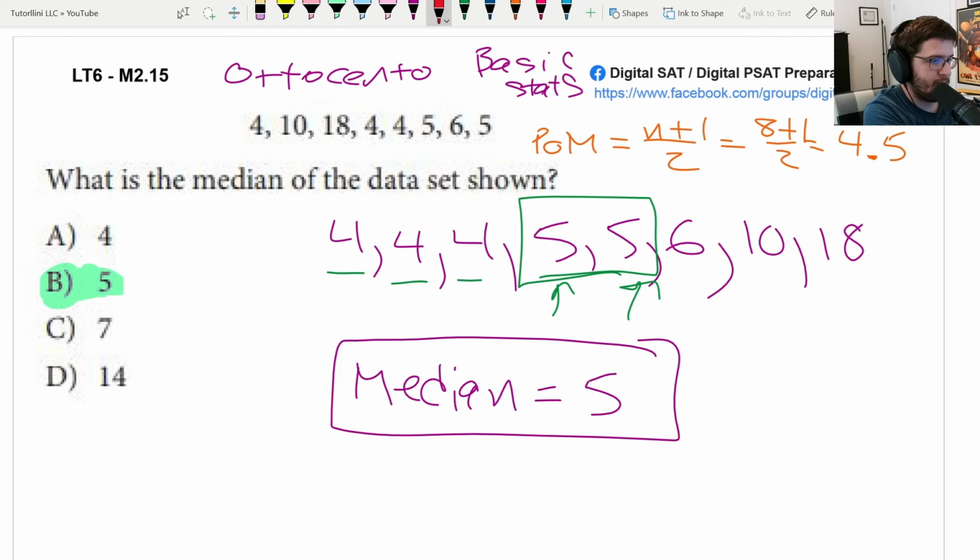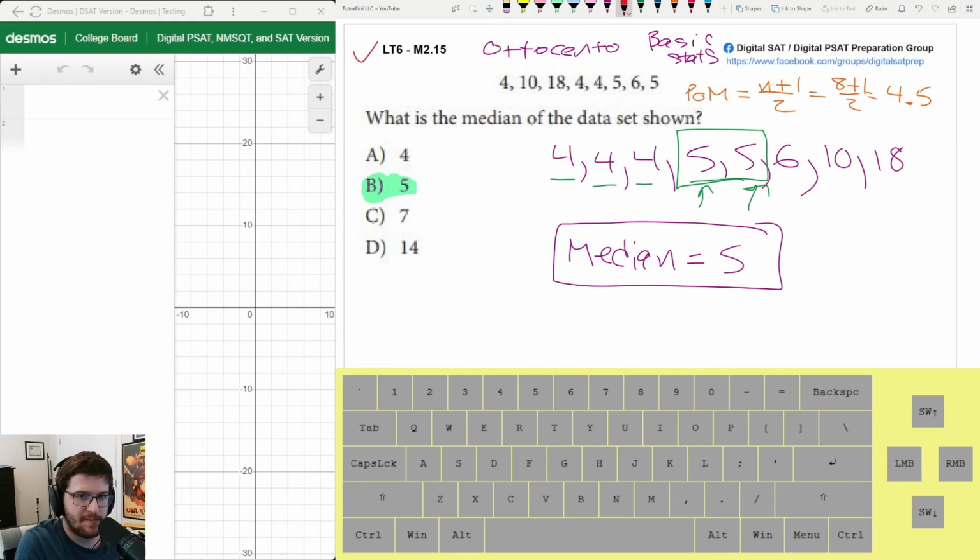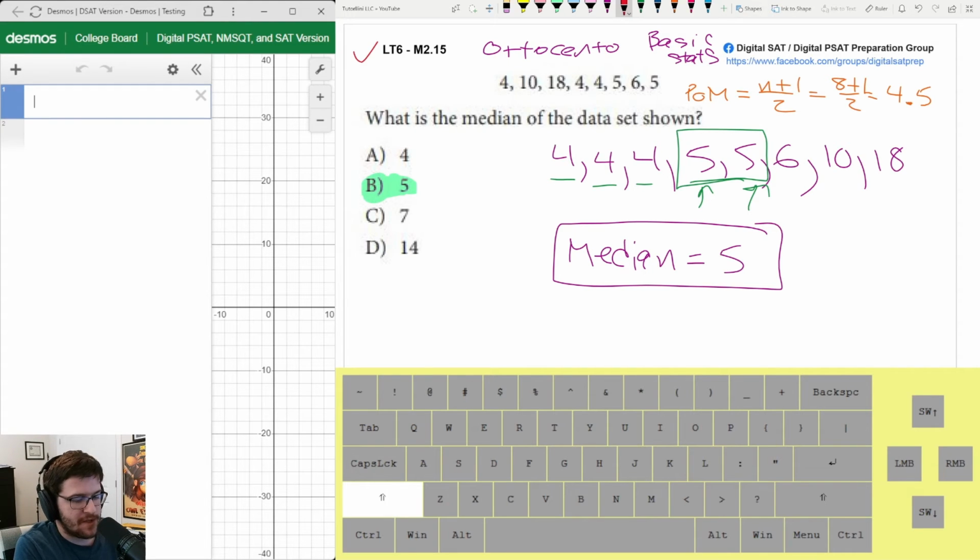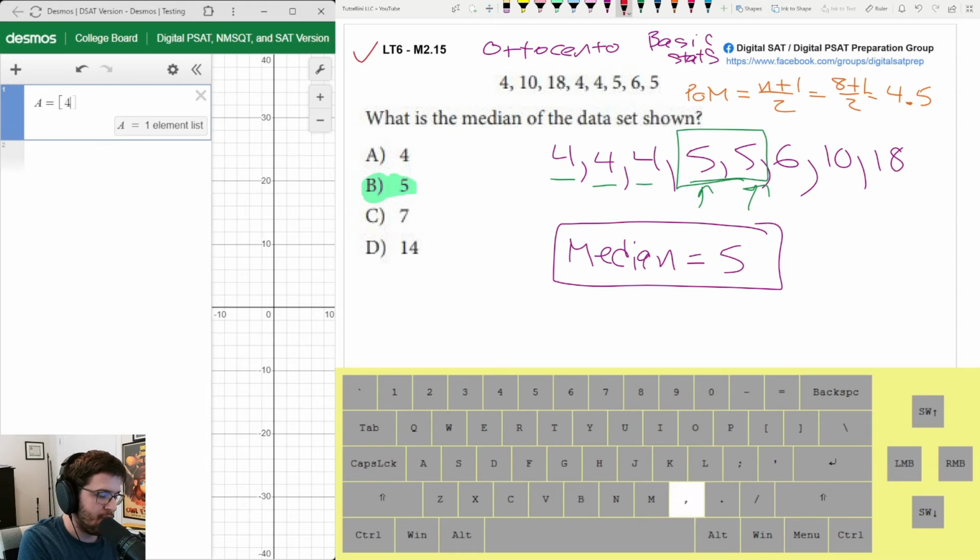And that is correct. It goes without saying that you could do this very easily, median of a list very easily on Desmos. So let's do that now. So you could either type in a list using square brackets. I'll just do that. You don't need to put them in order. 4, 10, 18, 4, 4, 5, 6, 5.